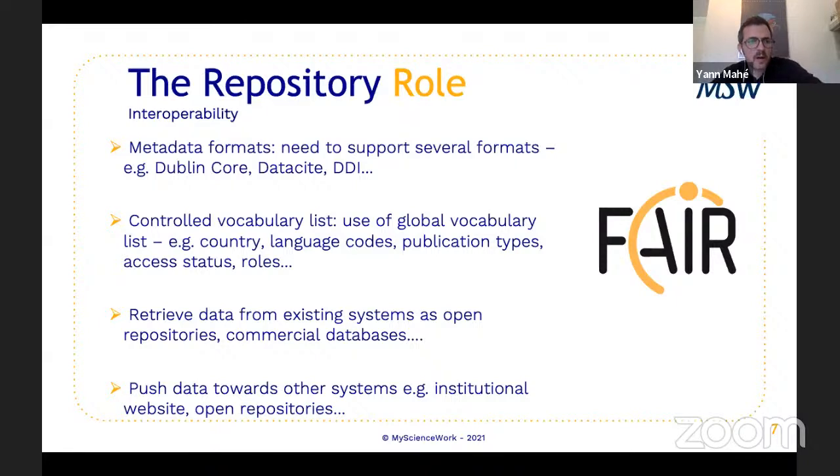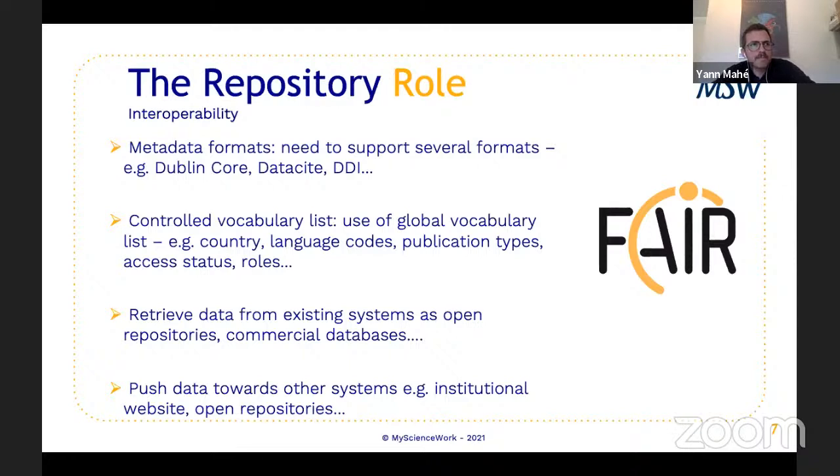one important thing there is that for interoperability, you can also use controlled vocabularies coming from external systems, and that is something very helpful. I mean, just getting the support of existing standards for countries, language codes, or publication types, access status. So of course, respecting certain standards could also help the repository with that and to structure data, of course.